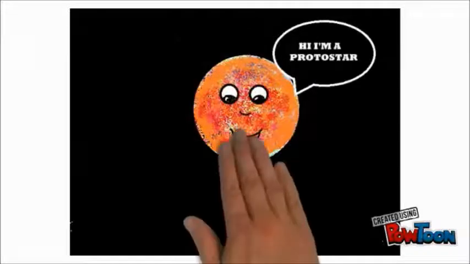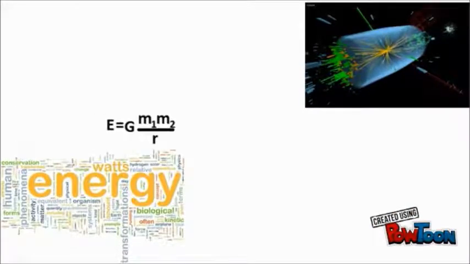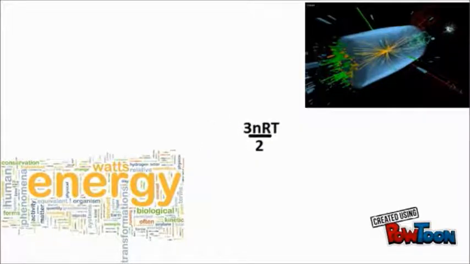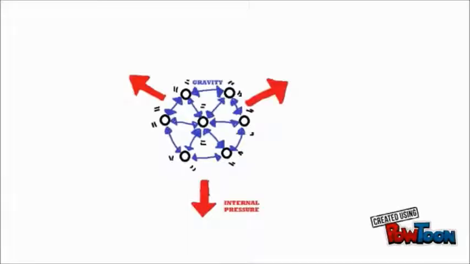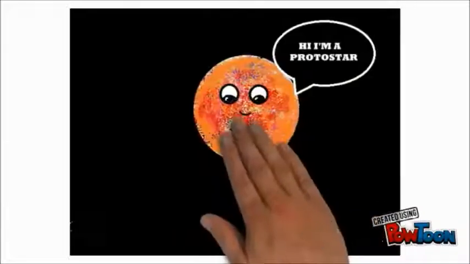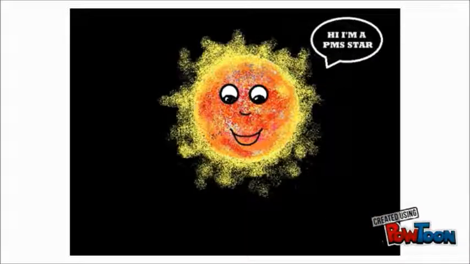The contraction causes the dust and gas to heat up, as gravitational potential energy is transferred to kinetic energy and then to thermal energy. As particles get closer together, they begin to collide, creating a thermal pressure, which counters the gravitational pressure. With a continuation of contraction, a core is formed and temperature further increases, leading us on to a pre-main sequence star, or in short, PMS star.